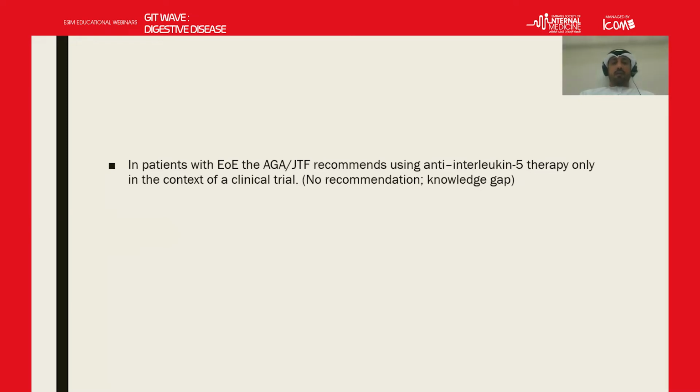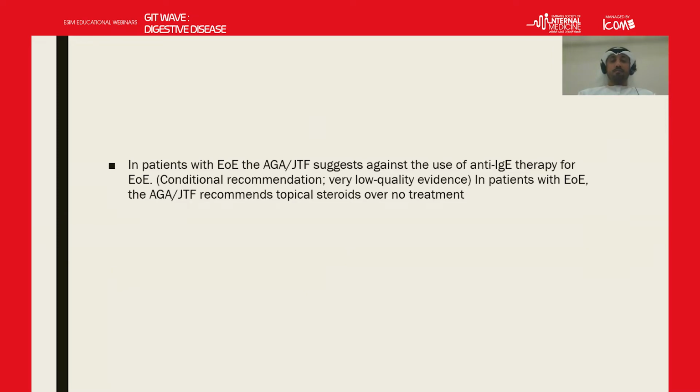What about the monoclonal antibodies? In the slide I put about them, the AGA and JTF recommend using them, but all of them, until now, only within the context of a clinical trial. So anti-interleukin-5 therapy should be used only in the context of a clinical trial. They have a recommendation against the use of anti-IgE therapy, and this is what I mentioned before: because of the IgE-independent pathways, anti-IgE therapy doesn't really work.